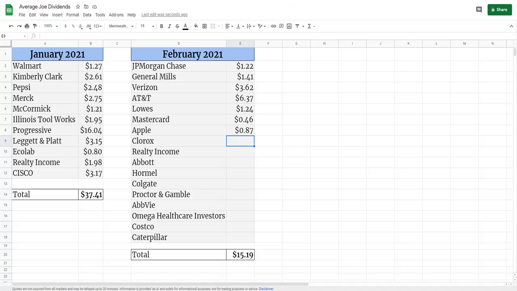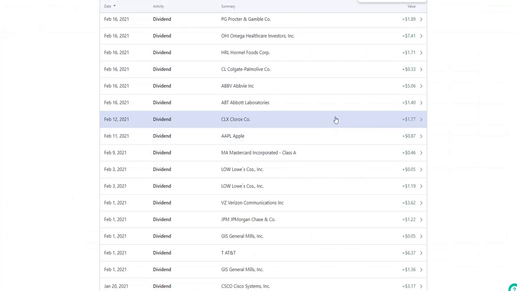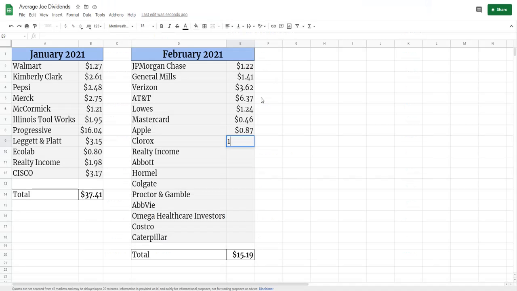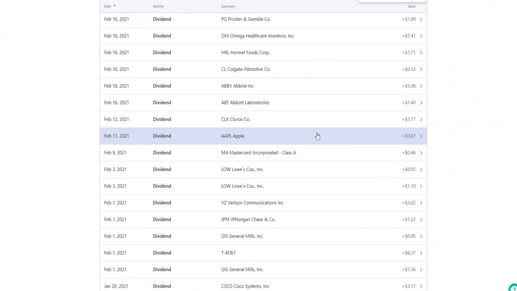So go to find Clorox, $1.77. Then Realty Income. The rest of these all pay quarterly. Realty is the only one that pays monthly, which is nice. So go find Realty Income.